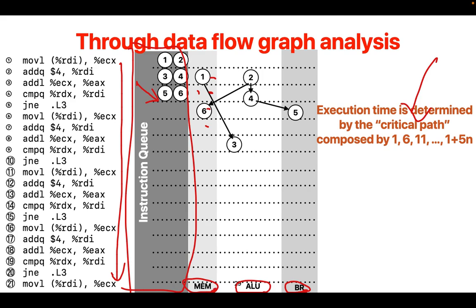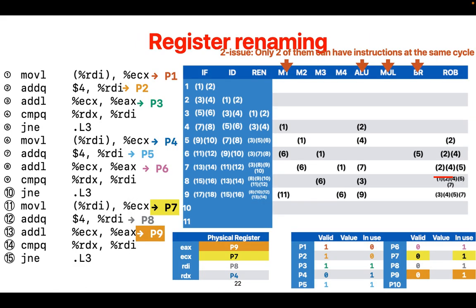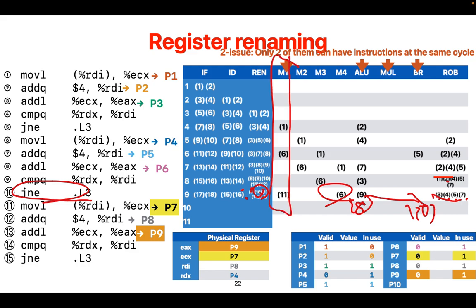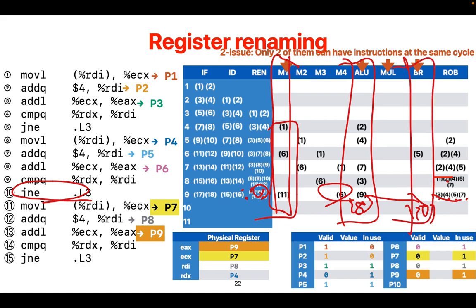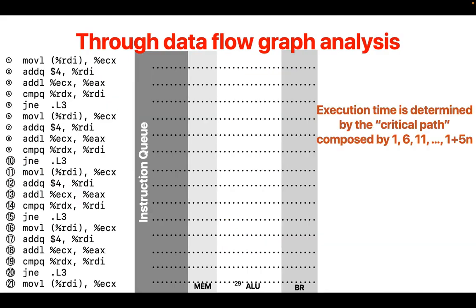Okay, so this one is only representing N1, right? So you can see the graph is pretty much like N1. So it's like we take M1, ALU, and BR to form these three columns.